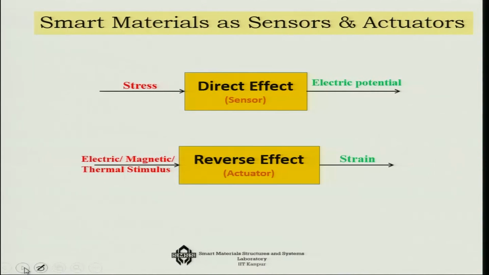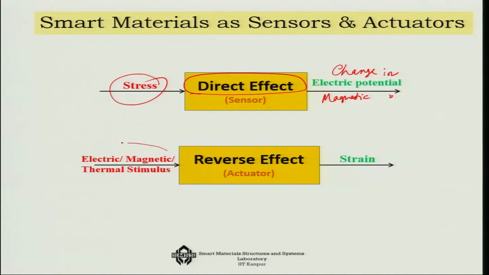One is what? You are applying stress, that is the mechanical load, and you are getting a change in electric potential, or magnetic potential, or so on and so forth. Then this is called direct effect. I mean, there is no reason for it, but this was one of the first things that was actually observed, by Curies, that once you take a small crystal, you apply a stress, you are going to get charges develop. That's the direct effect.